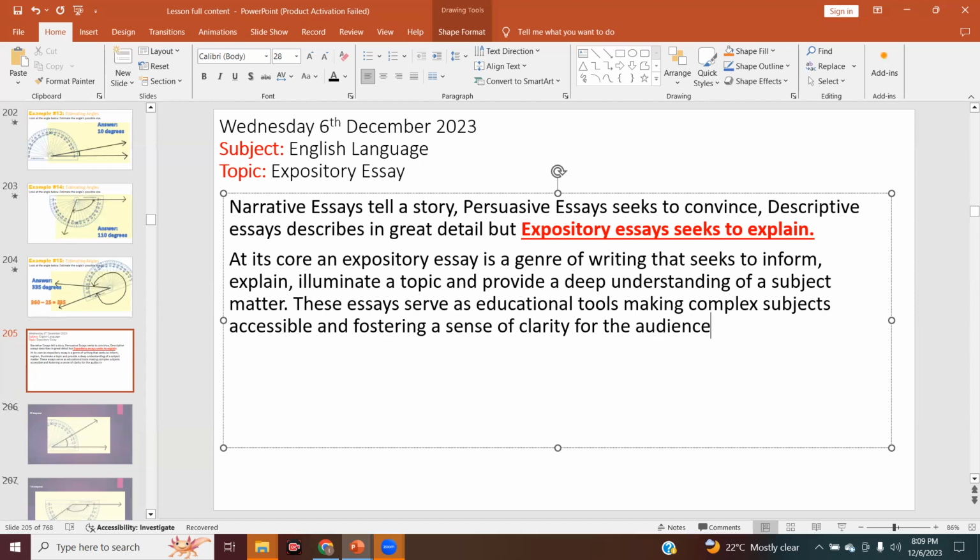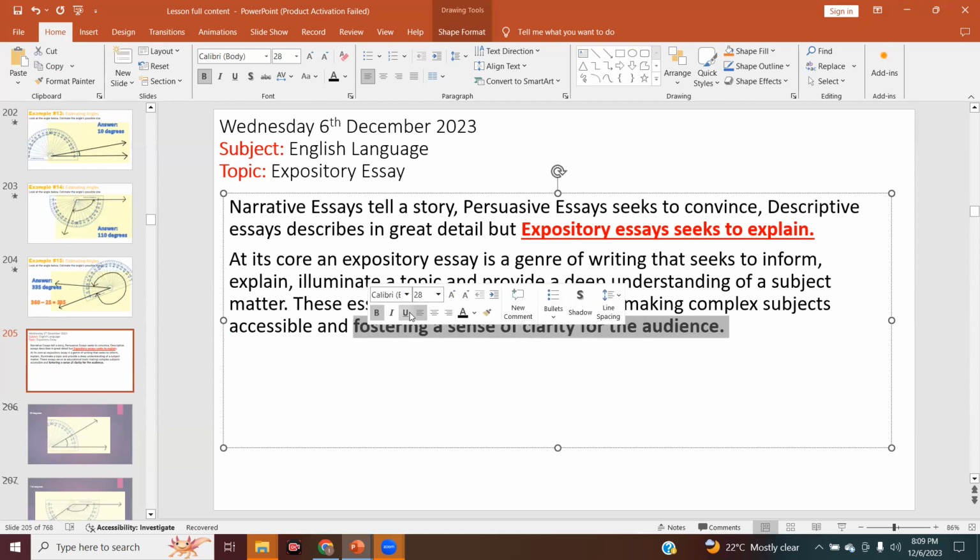So if you want to make something clear, that's why the purpose of an expository essay is to explain, right? To explain, to make something clear that wasn't clear before, right? It adds clarity. It's there to present clarity.